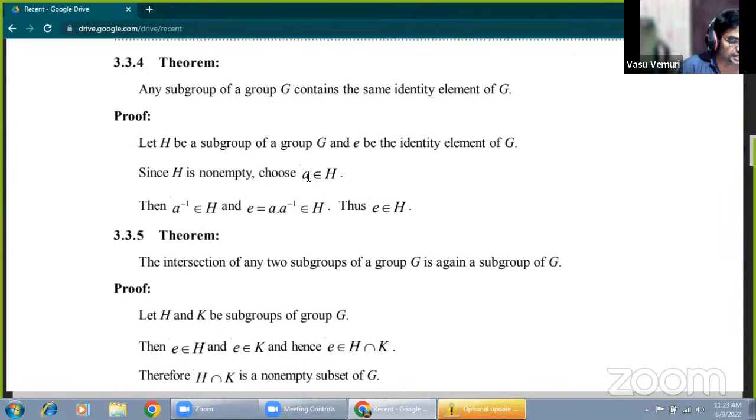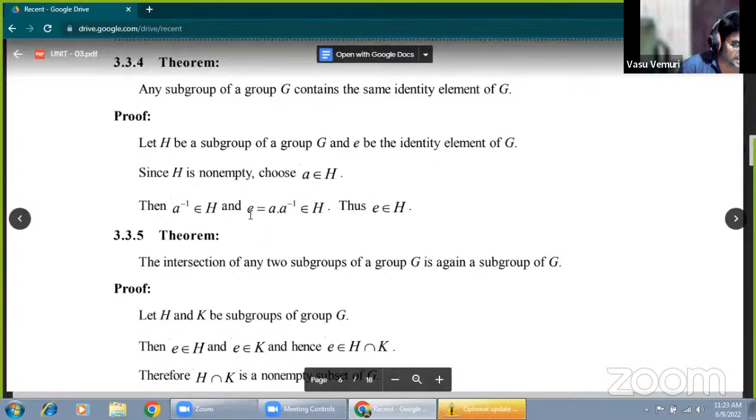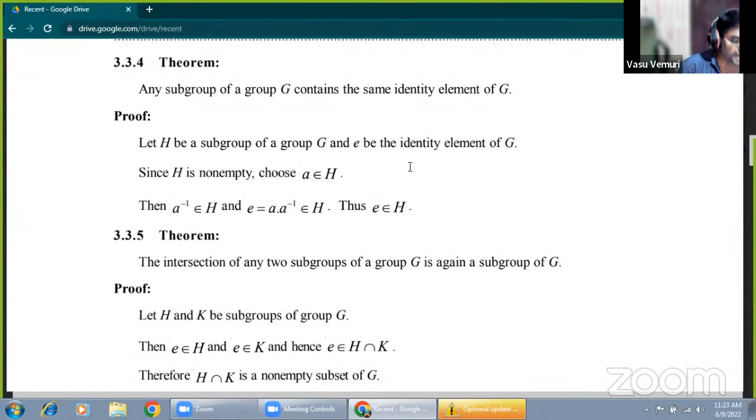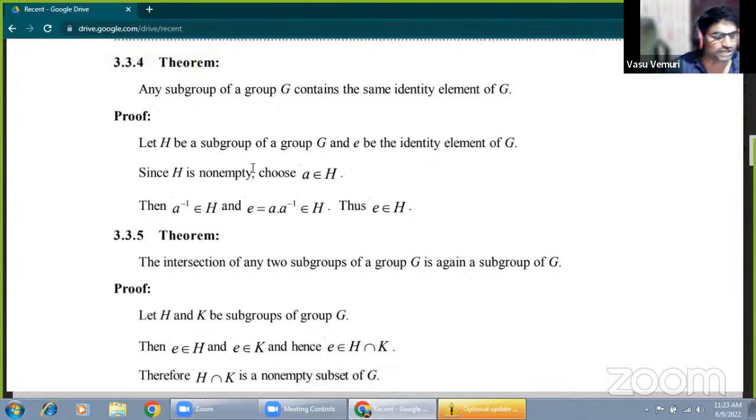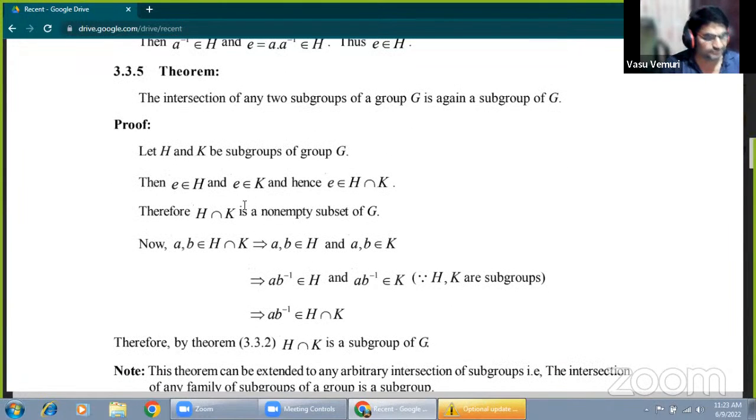What is the closure condition? A into A inverse must be the identity. The same identity element is in H, therefore E belongs to H. Now, the identity element of the group and of the subgroup are both the same, because without identity we cannot form the group. Now, in a group we must construct some subsets, and those subsets form a group with respect to the operation; that is a subgroup. There are a number of subgroups.